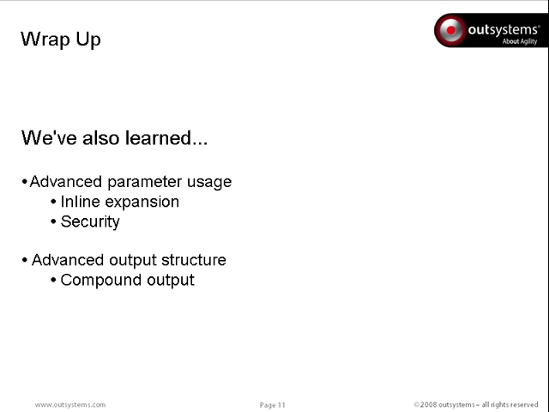We've also learned the advanced parameter usage, either by inline expansion or by security needs, as well as how OutSystems handles both Boolean and null values. Then we looked at the advanced output structure, seeing some of its characteristics and how we can get a compound output from different entities and sources.